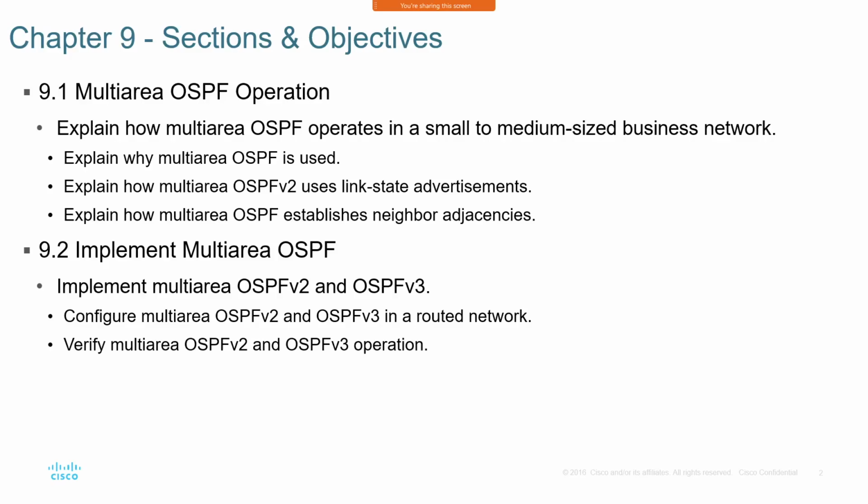We're going to talk about how multi-area OSPF version 2 uses the link state advertisements. If you remember, the link state advertisements are the type of messages that the routers use to exchange information and so on. So we're going to discuss a little bit more about them and the function of each one of the link state advertisements as well. We're going to explain how multi-area OSPF establishes the neighbor adjacencies, the friendship between the routers, how they establish these adjacencies, and how they keep communicating and exchanging information.